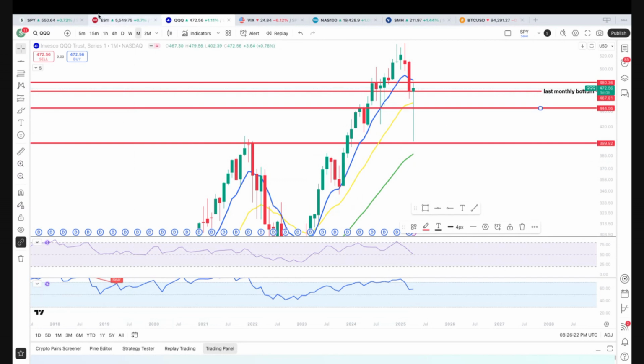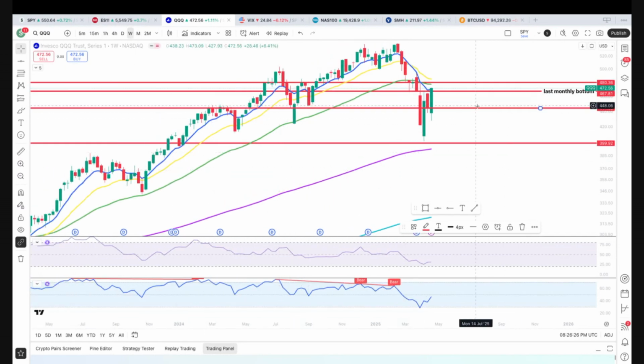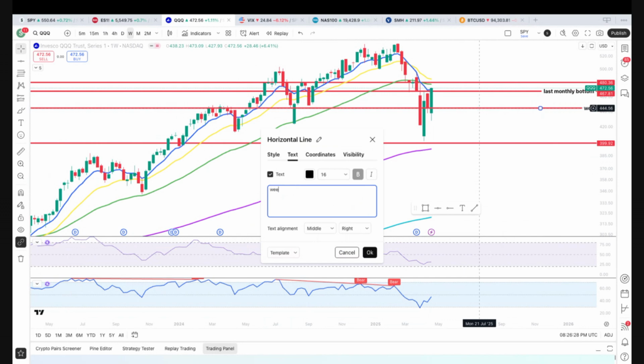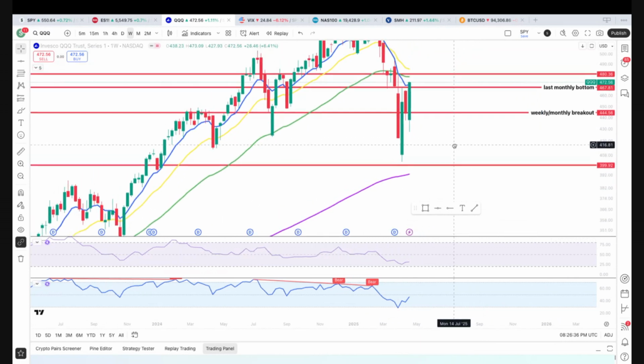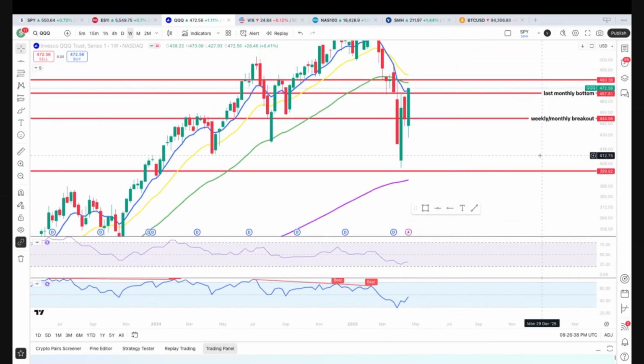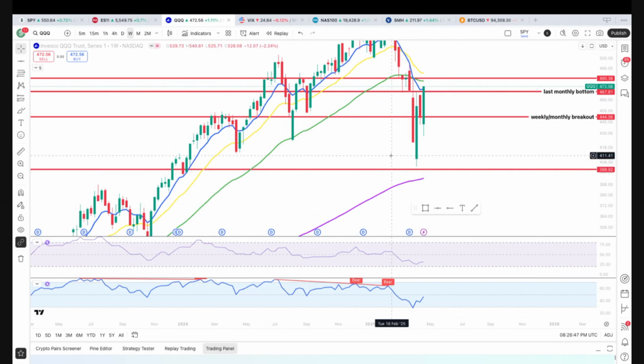All right, let's go to the weekly. So this is also a weekly and a monthly breakout. Okay, so for QQQ, kind of the same thing is going on as SPY, in the sense that we lost the 50 and we came down almost perfectly to the 200 EMA.